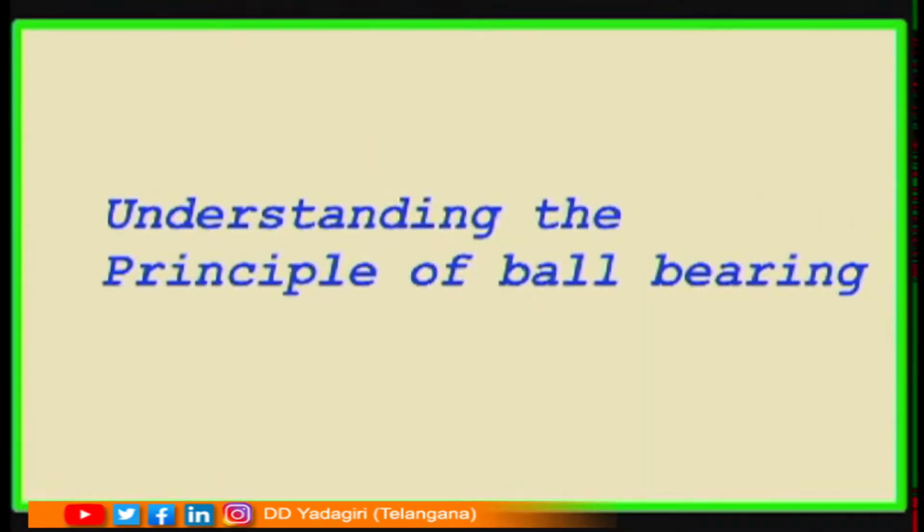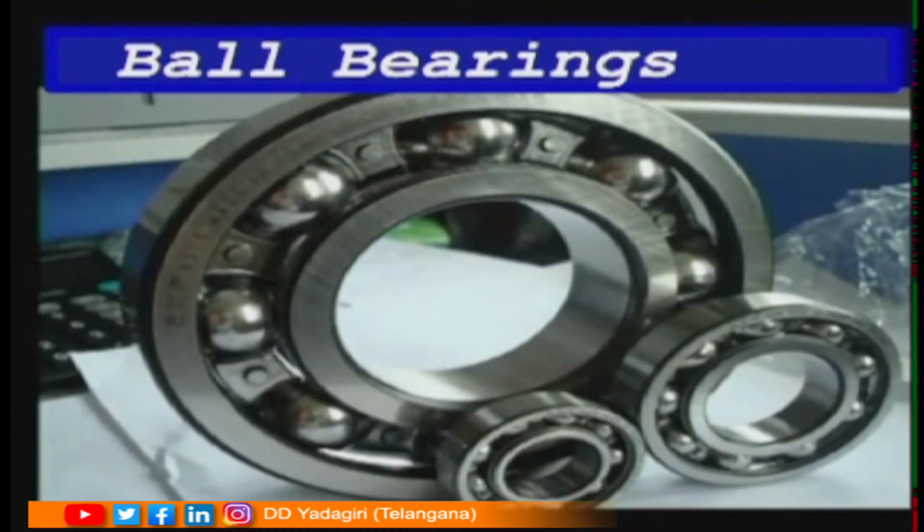Let us understand the principle of ball bearing. All of you look at this spare part of a machine. The ball bearings are used in this spare part. That is one ball bearing, this is another ball bearing. So, ball bearings are used.